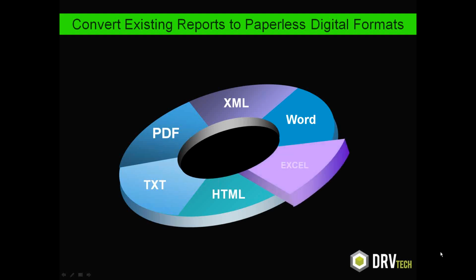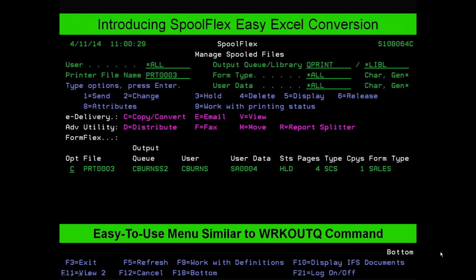SpoolFlex installs on the IBM system with no PC components and converts spool files directly to a variety of electronic formats. Let's look closer at Excel conversion. SpoolFlex can be used interactively or automated to run seamlessly in the background in batch to easily convert reports to spreadsheets, eliminating rekeying and reducing paper waste.